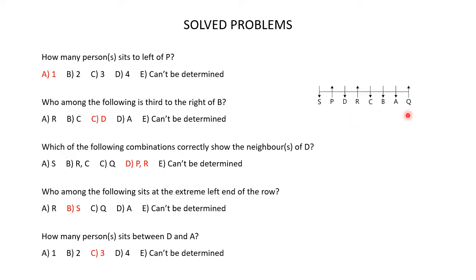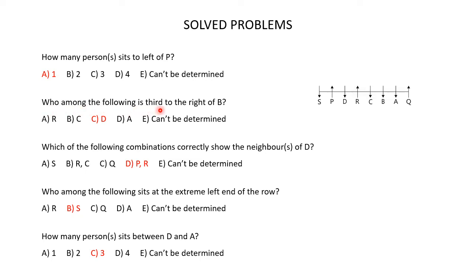So this is the final arrangement for the positions of A, B, C, D, P, Q, R and S. Based on this final arrangement, let's answer the given questions. How many persons sit to the left of P? You're given 5 options and you have to find out which of these options is the correct one. So P is here and to the left of P is, yes, only one person is sitting to the left of P. So the correct answer is option A, 1.